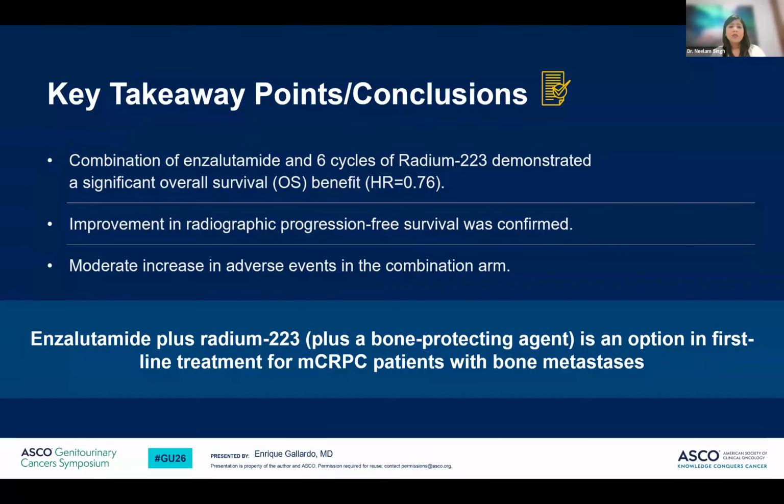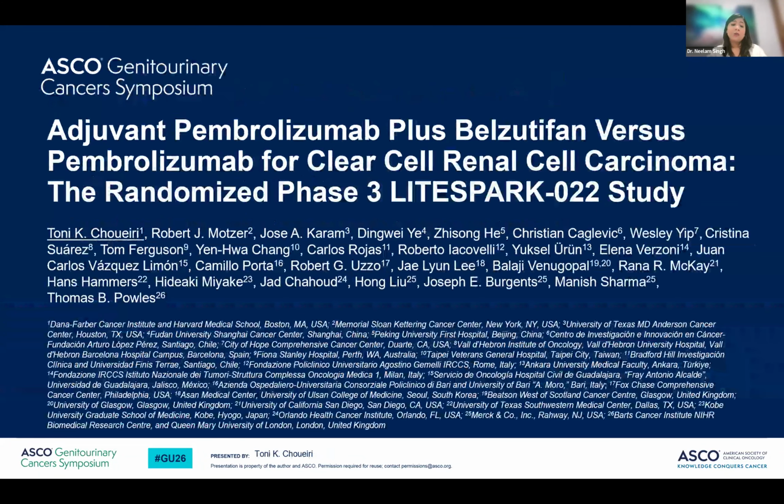So the key takeaway is that the combination of enzalutamide and 6 cycles of radium did demonstrate a significant overall survival benefit. This is something that we can use as an option in the first-line treatment for metastatic CRPC with bone mets. Now going to the third abstract, the LITESPARK-022 phase 3, that's adjuvant pembrolizumab plus belzutifan versus pembrolizumab for clear cell RCC.